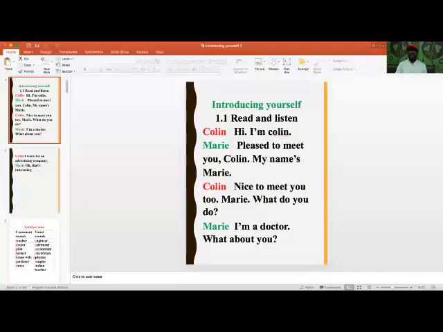I'm going to play the recording again. I'm going to pause the recording and listen and repeat such that you get the correct pronunciation. I want you to be careful with the contraction. The contraction is very important. Why? It will help you to sound like a native. Your English will sound natural when you use contraction.